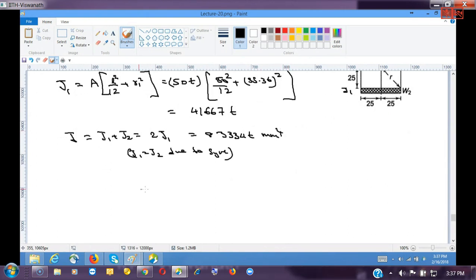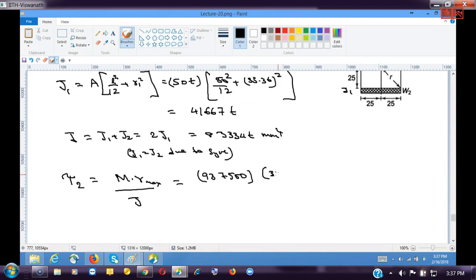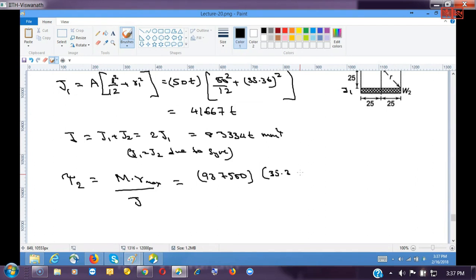mm4. So now tau 2 is obtained as M into R max divided by J, that is 937500 times R max, which comes out to be 35.36. Sorry, this is R1. R1 is 25 per T.